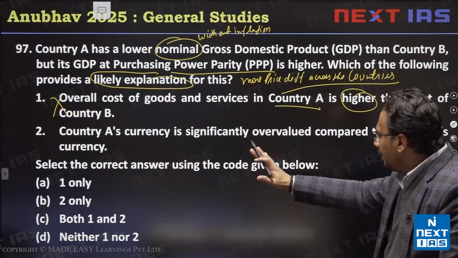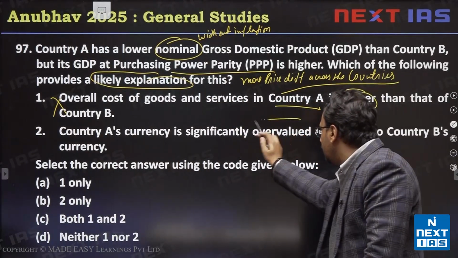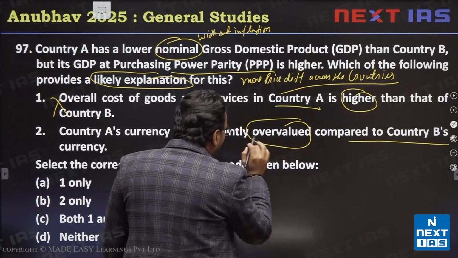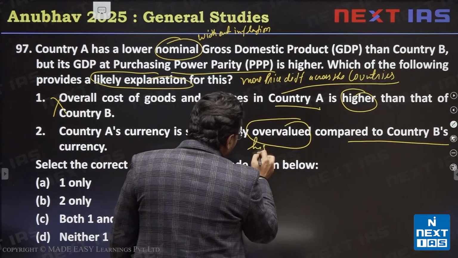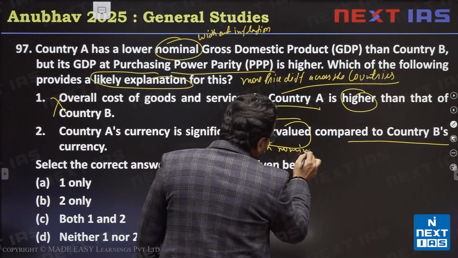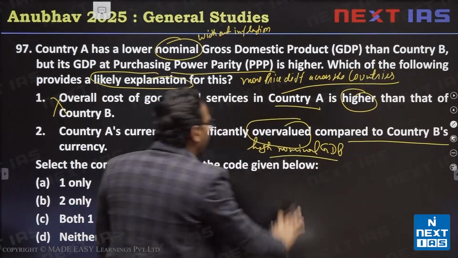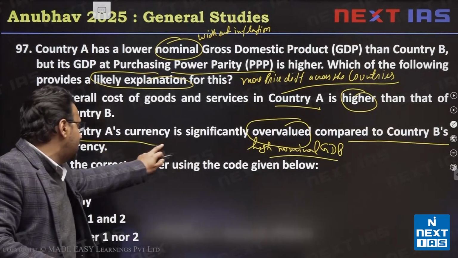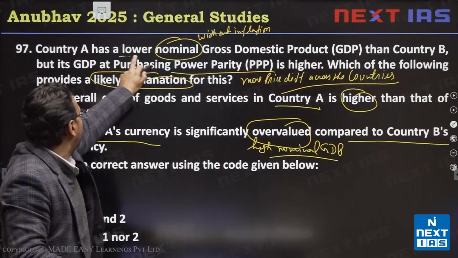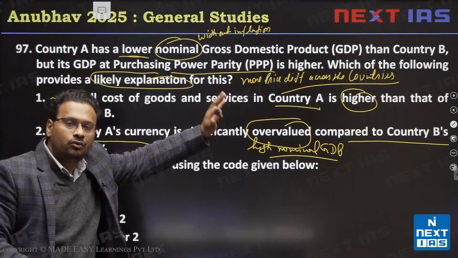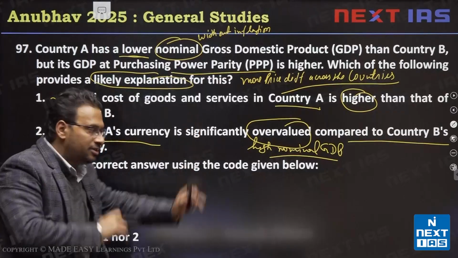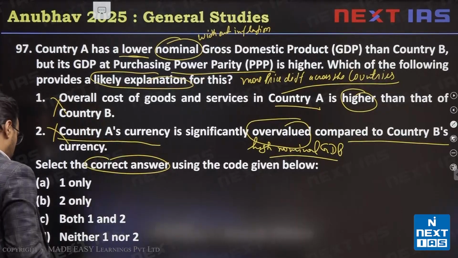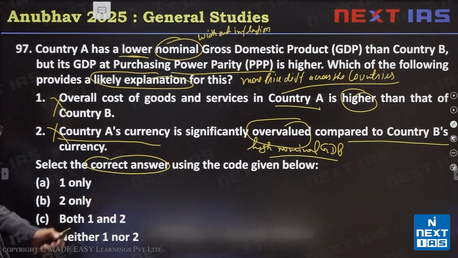Coming to 2. Country A's currency is significantly overvalued compared to country B's currency. But if it is overvalued, it has to have a high nominal GDP, if it is overvalued compared to the other countries. In the statement it says country A's currency is significantly overvalued, but in the question it says that it has a lower nominal GDP compared to country B. Again, it goes against the principle. Incorrect. Select the correct answers. The answer has to be neither one nor two. Let's move to another question.